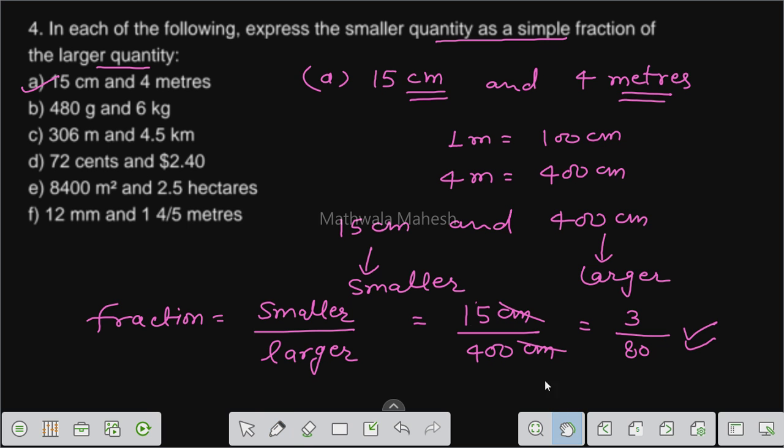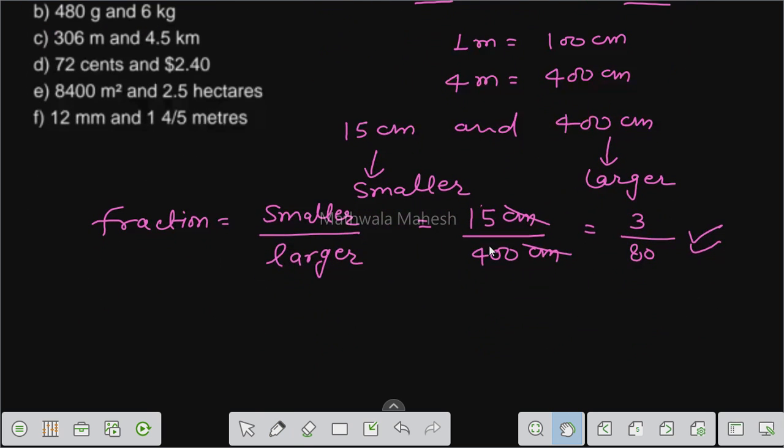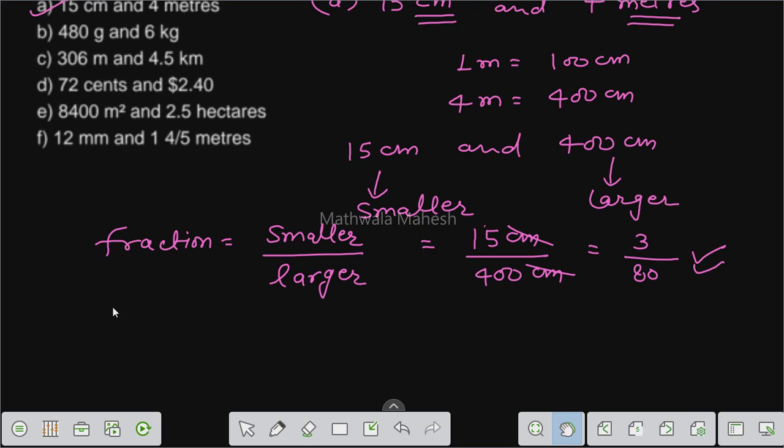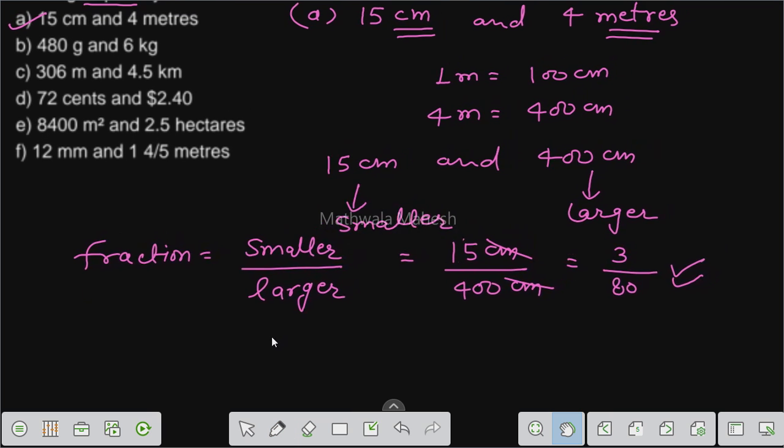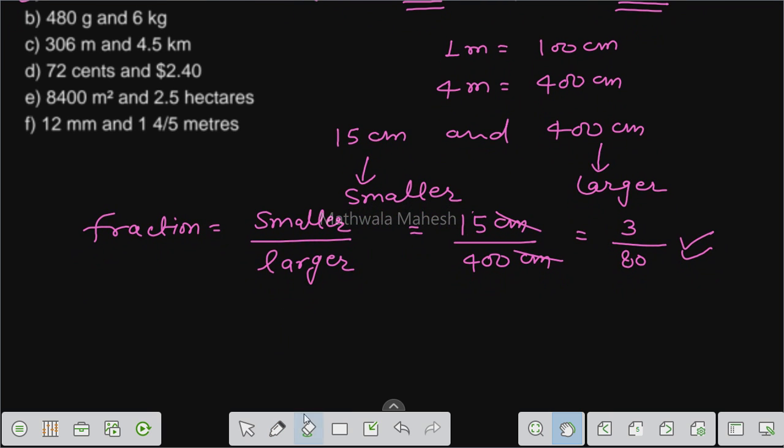And now moving to the second one, B. 480 gram and 6 kg.